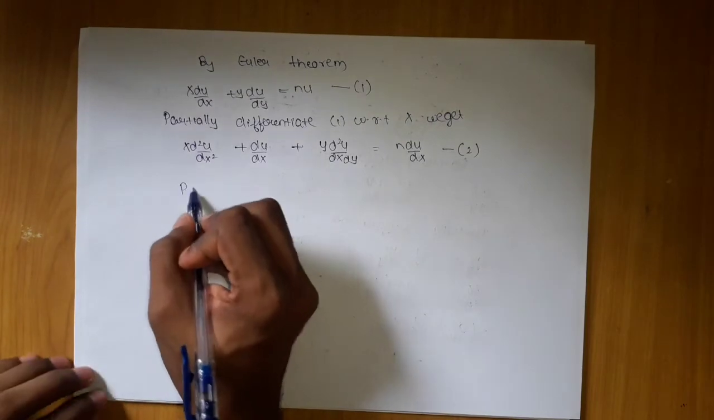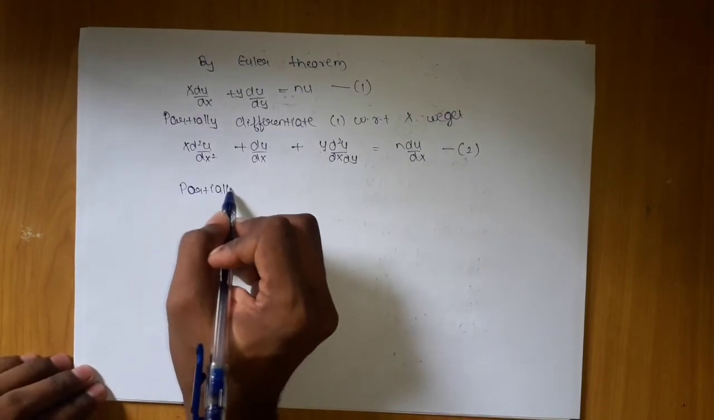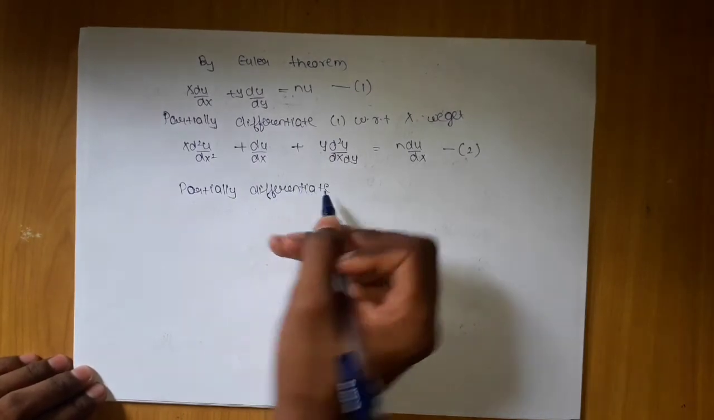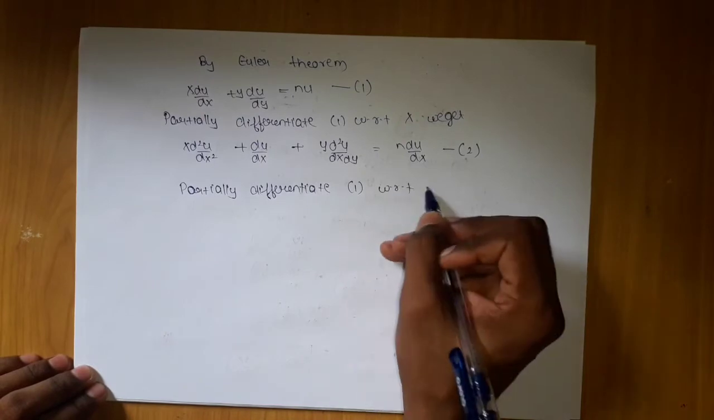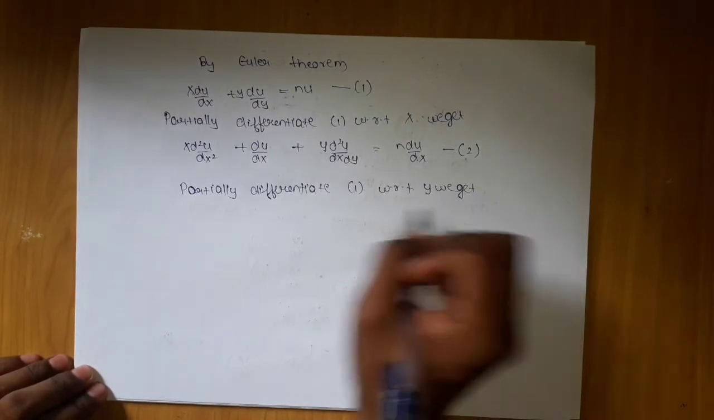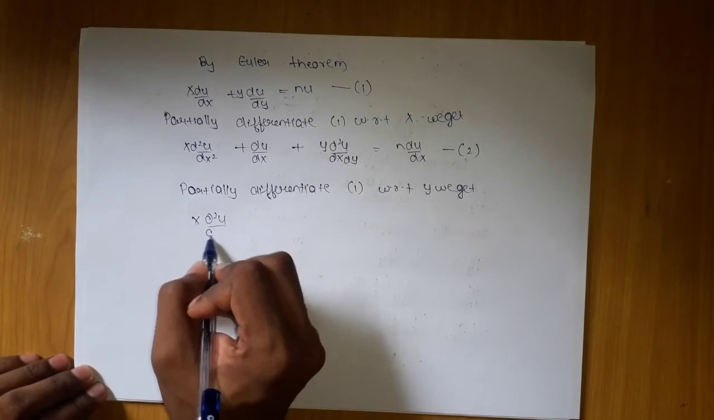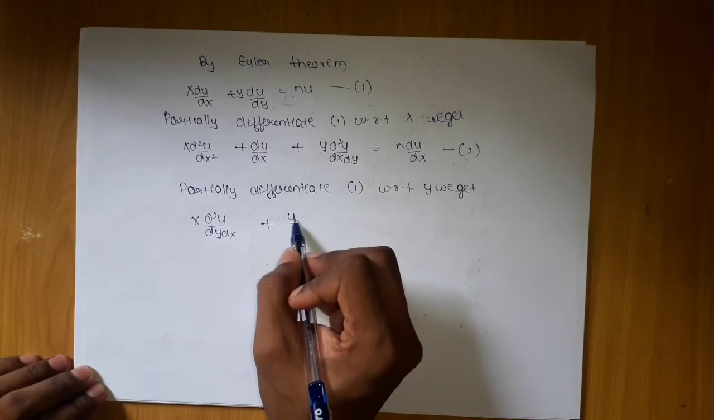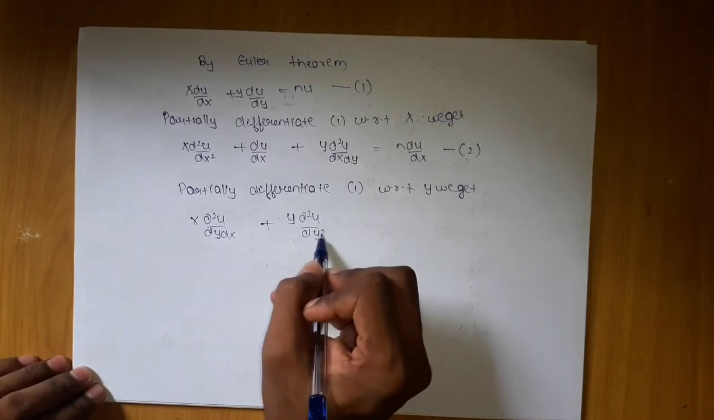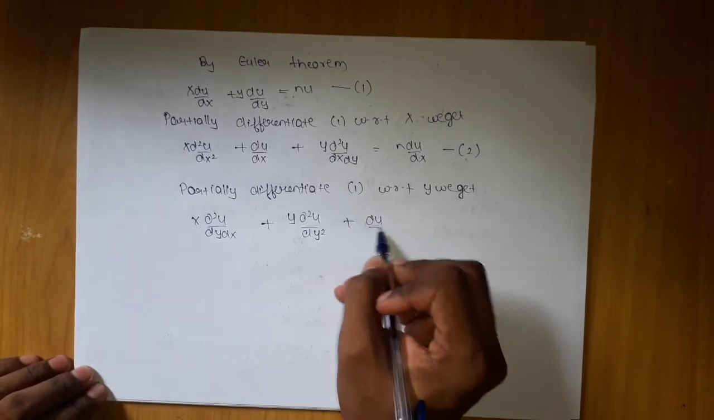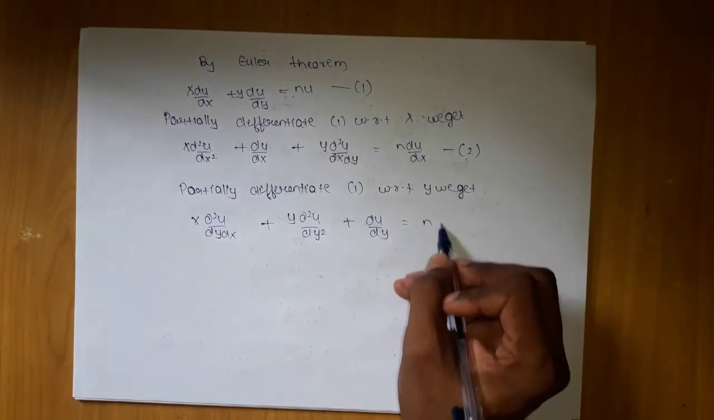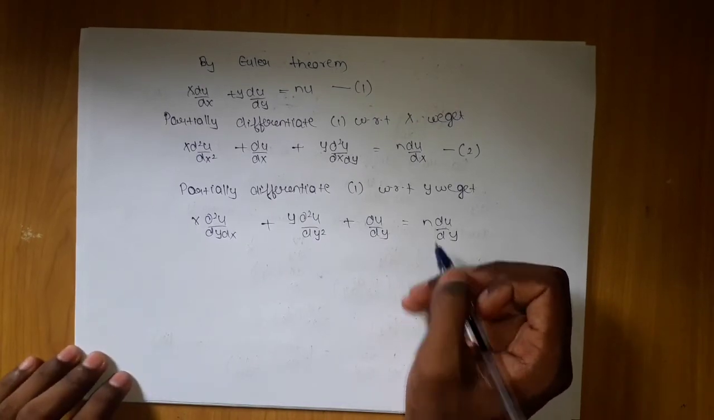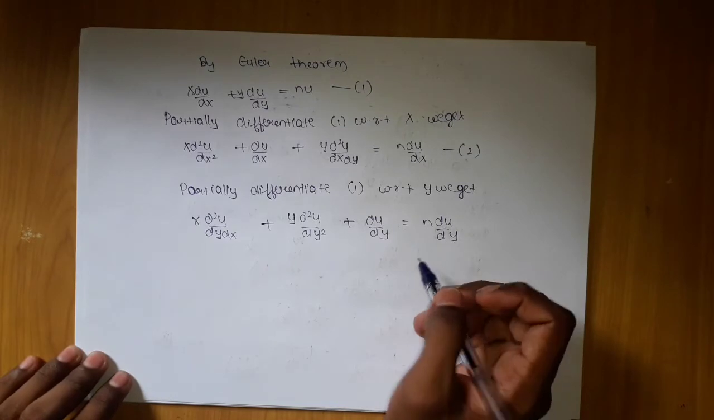Now similarly, partially differentiate 1 with respect to y. We are going to get x ∂²u/∂y∂x plus y ∂²u/∂y², the second ∂u/∂y, and lastly n times ∂u/∂y. Now if I modify this, we can modify both of them by bringing it here.